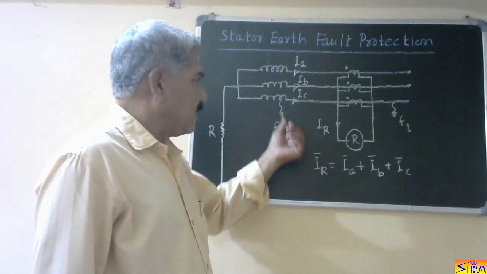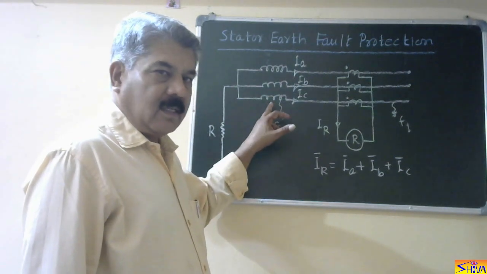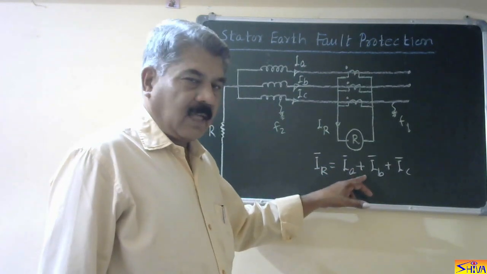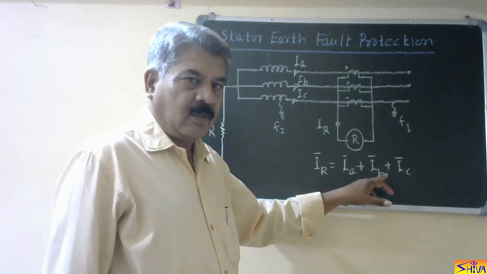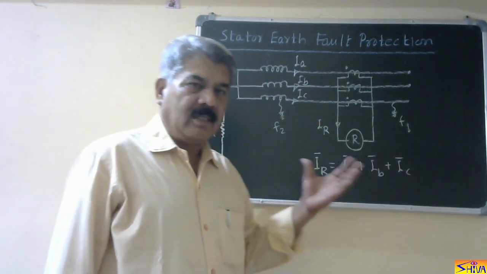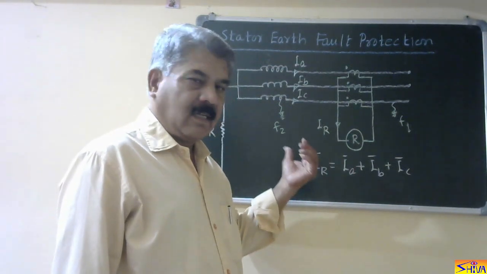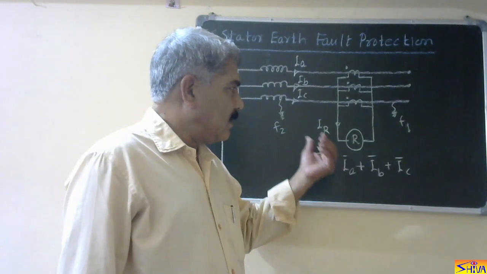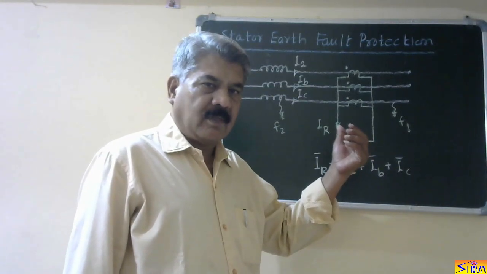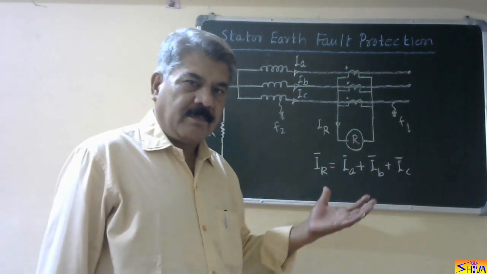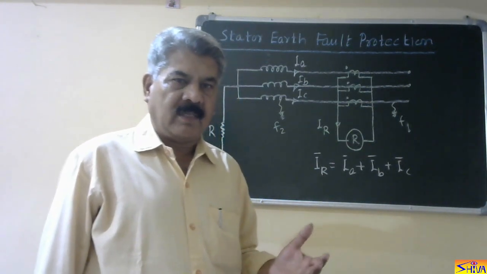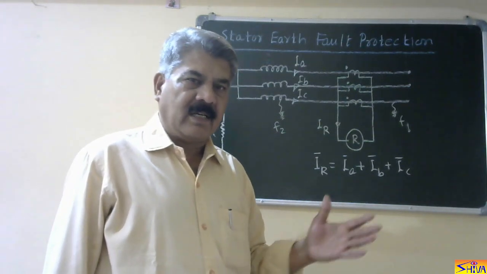Now if we look at the generator earth fault, F2 is an earth fault in C phase of the generator. In this case, again IA plus IB plus IC will no longer be 0. So IR will be there and this IR will cause the relay to operate. So this scheme protects the generator against earth fault, but it also operates for earth faults which are not on the generator. Therefore, this scheme is called unrestricted earth fault protection of the generator. Unrestricted means it is not restricted to the generator.